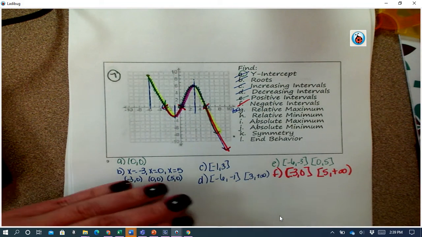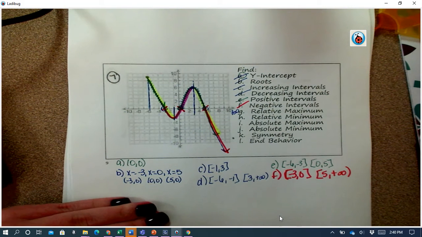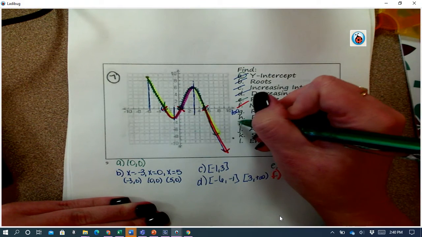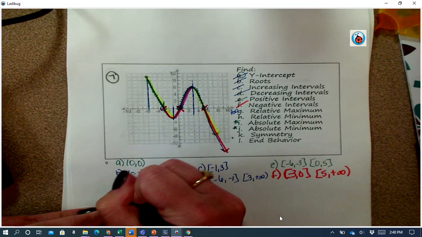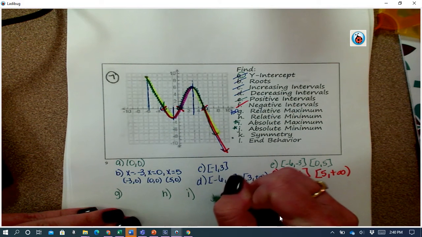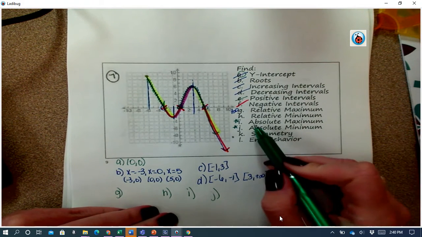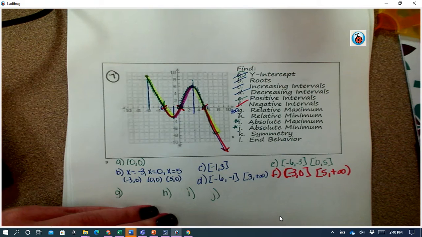Relative max and relative min come next. So relative maximum is a maximum point, but not the highest point. So I tend to like to do absolute first. E, F, G, H, I, J. So absolute maximum is the absolute highest that this graph gets.